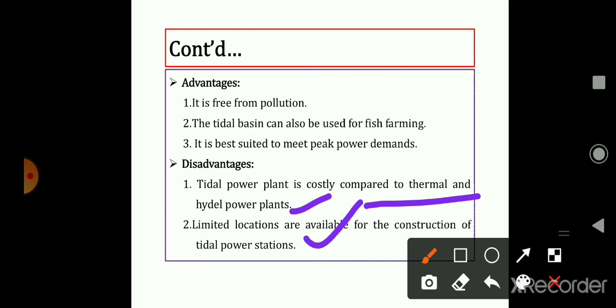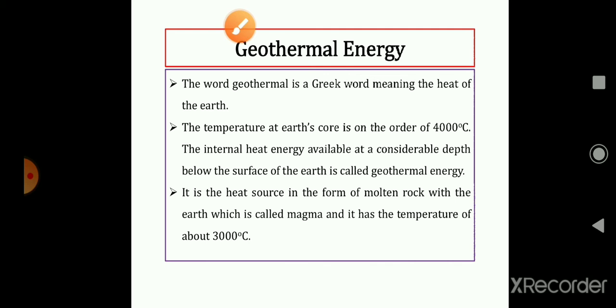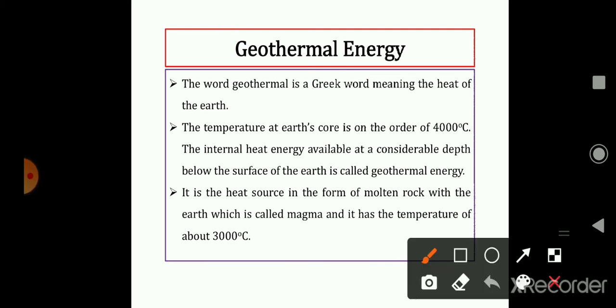So these two are the major drawbacks with respect to tidal power plants. Next one and last one, here geothermal energy. So what do you mean by geothermal energy?